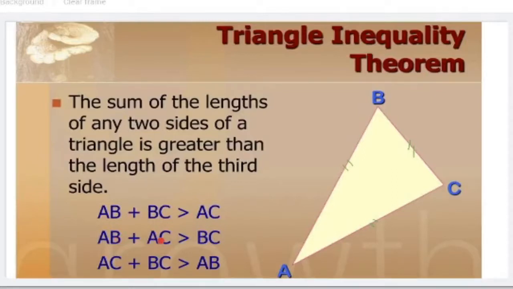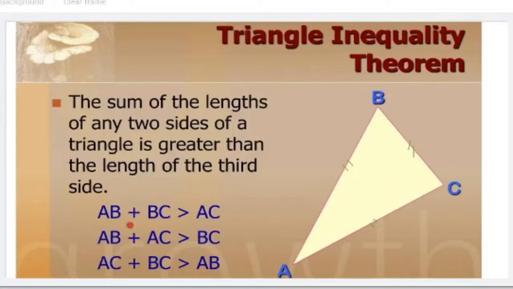Similarly, AB plus AC is greater than BC, and AC plus BC is greater than AB. That means if you take the sum of any two sides of a triangle, then that sum will be greater than the length of the third side. Here you can measure the length of each side using the scale. The sum of these measurements will be greater than the measurement of the third side. That is known as the triangle inequality theorem.